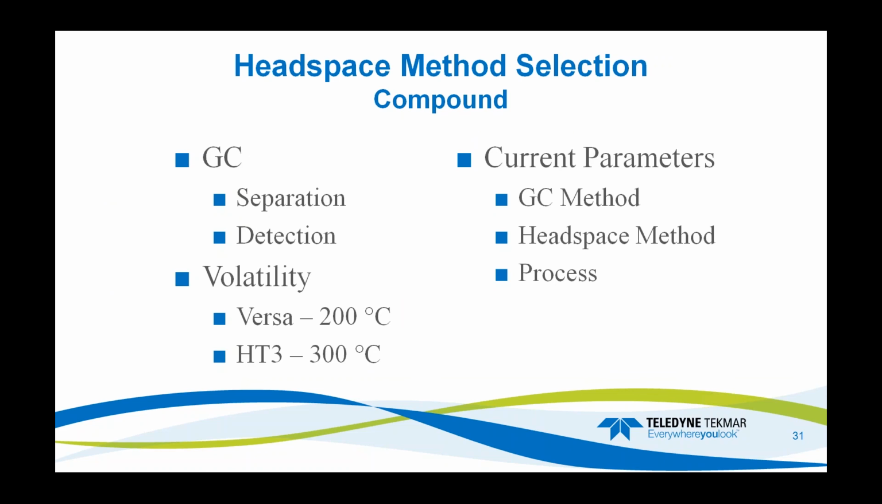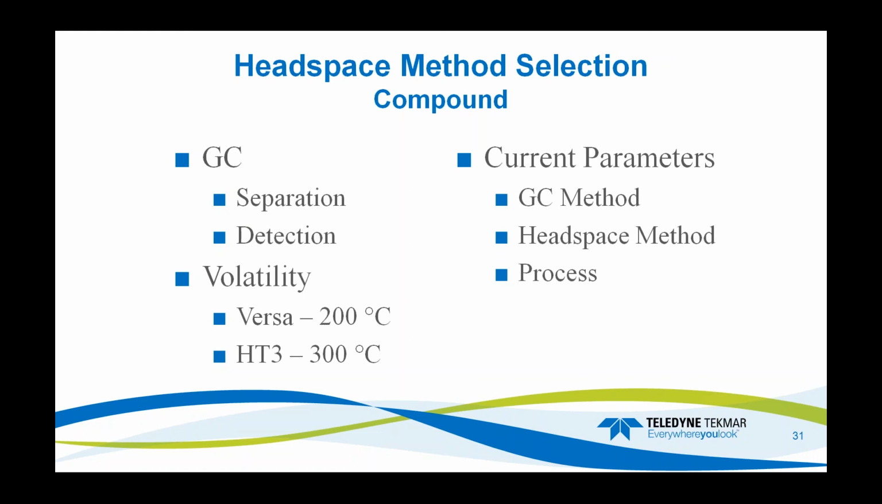What compounds would you want to look at? First of all, they have to be testable by a gas chromatograph. You need to have the separation and detection there. For example, if you're looking for 1 femtogram, if you cannot see it on the GC system you have, the Headspace Autosampler is not going to give you that increased sensitivity. The sample needs to be volatile. The Versa can go up to 200 degrees C. The HT3 does go up to 300 degrees C, which is very useful for the polymer industry.